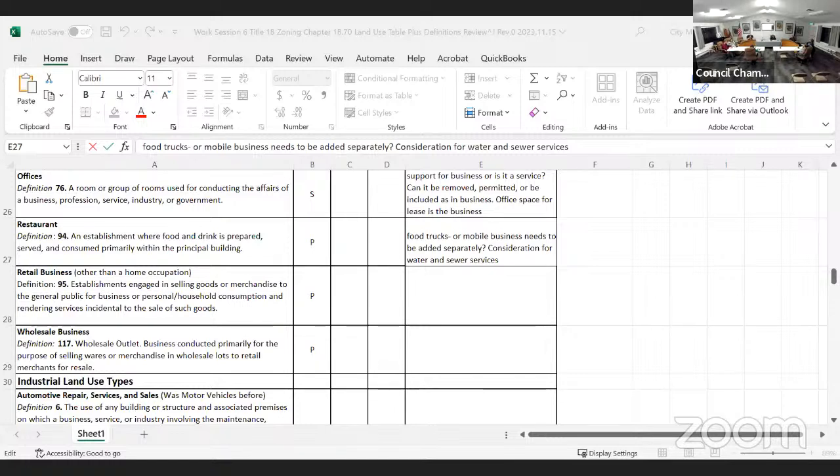But sometimes the neighborhoods around us, they also have a larger population that can support multiple restaurants or food trucks. But yes, going back to our discussion for the land use, I think restaurants should be permitted, and the consideration for another category for a different type of eating establishment, a mobile unit. Okay.